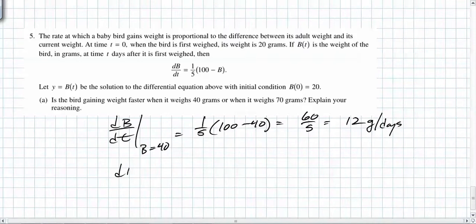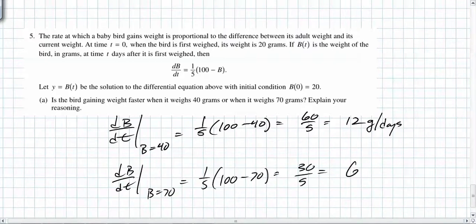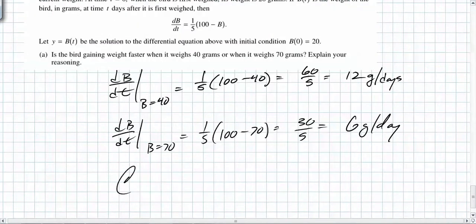Yep. And what's dB/dt? What's the next one you have to do when B is equal to 70? So that's just going to be 1/5 times (100 minus 70), which is 30 over 5, which is 6 grams per day. So when is it gaining weight faster? Faster at 40 grams.